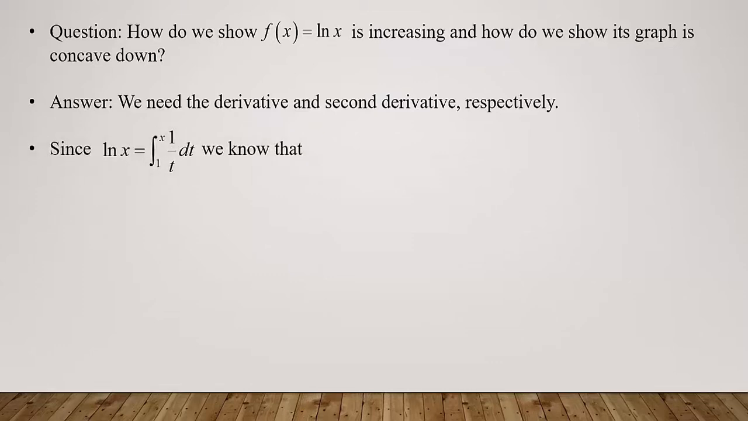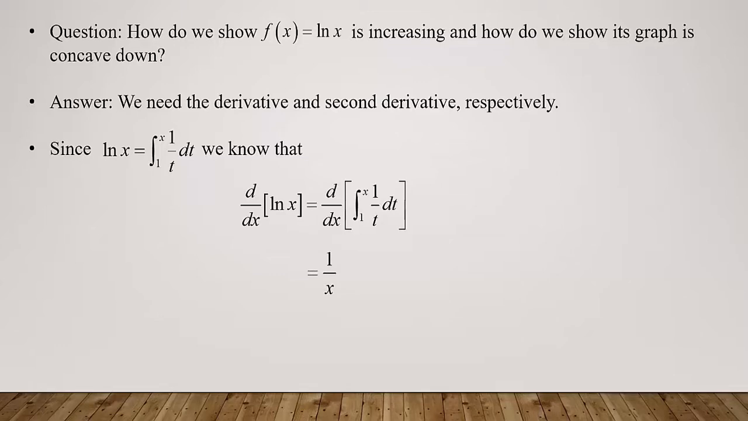But now, since ln x is defined to be the integral from 1 to x of 1 over t dt, we know that the derivative of ln x, look, I'm just going to differentiate with respect to x both sides of the equation. We know what the derivative of ln x is, because on the right side here, when we d/dx the integral from 1 to x of 1 over t dt, we employ the power of the second fundamental theorem of calculus. So we know that it is 1 over x.